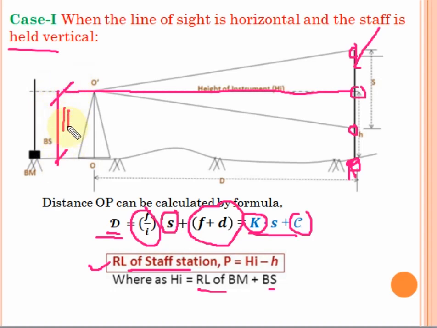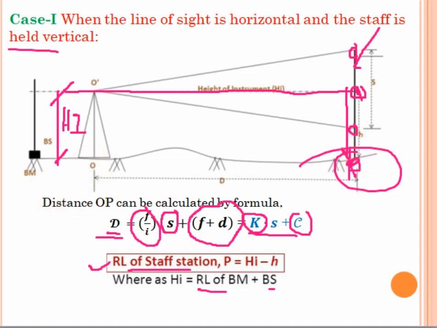How can you find out the HI? HI is nothing but the RL of the benchmark, which is given, plus the backside reading that you note down directly over the leveling staff. You have to get the height of the instrument minus H, and you reach this point. So this is your height of the instrument minus H, and you reach the point P. In this way you find out the RL of the staff station, that is, the reduced level of the staff station.